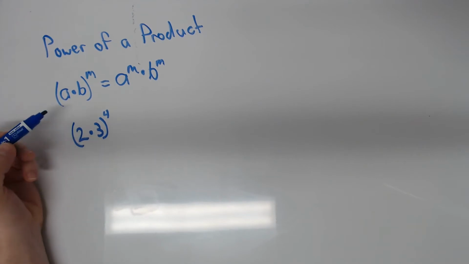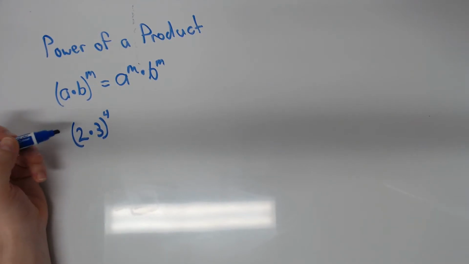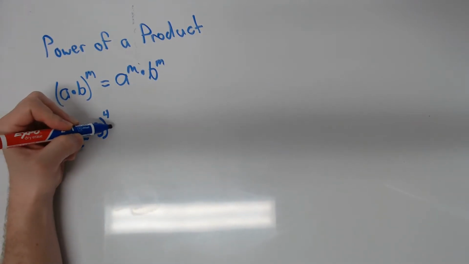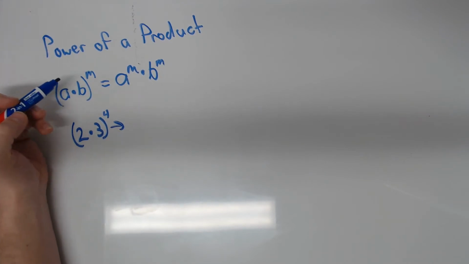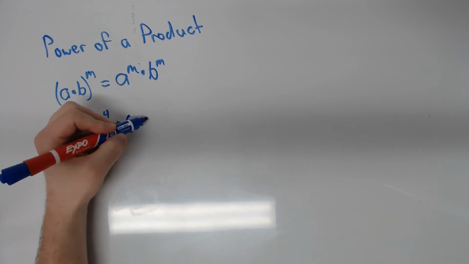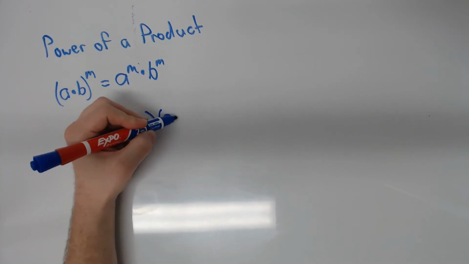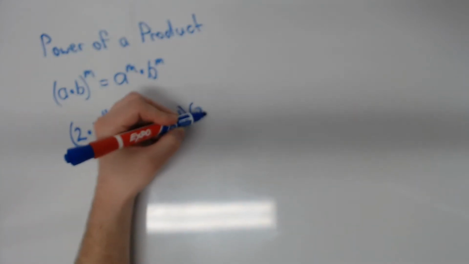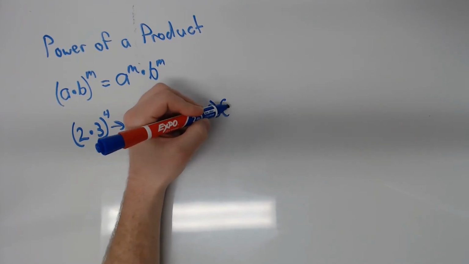Now I'm not going to multiply 2 by 3 like we normally would, because that'd probably be the easiest first step. Instead, what I'm going to do is expand it out so we can see what this looks like with numbers. So I would do 2 times 3, 2 times 3, 2 times 3, 2 times 3.